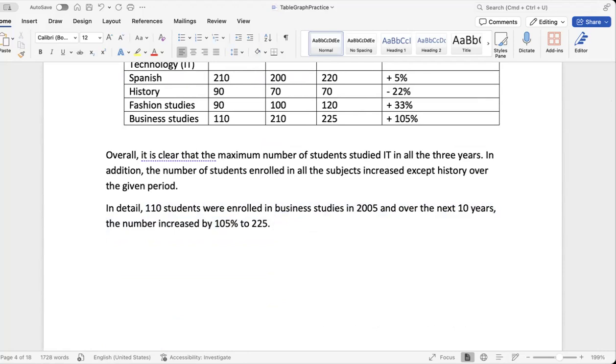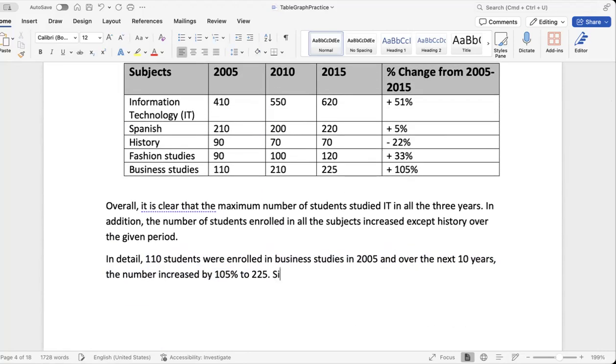Sir, I have a question now. If we write the 2015 data, then we don't need to write the percentage. Yeah, we don't need to write the percentage also. But the problem is then you cannot compare. See how the percentage helps.